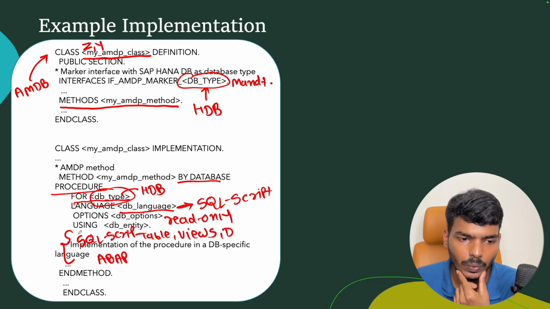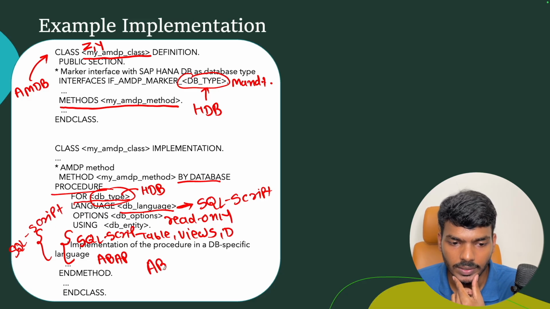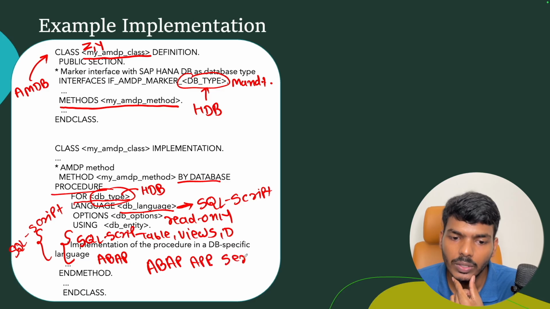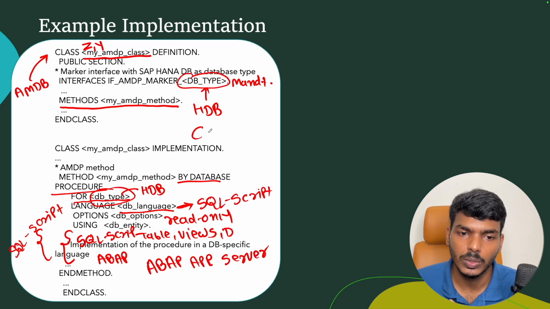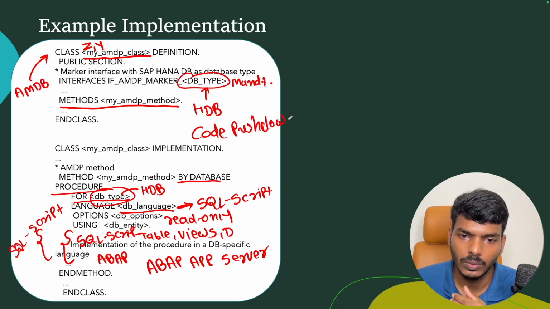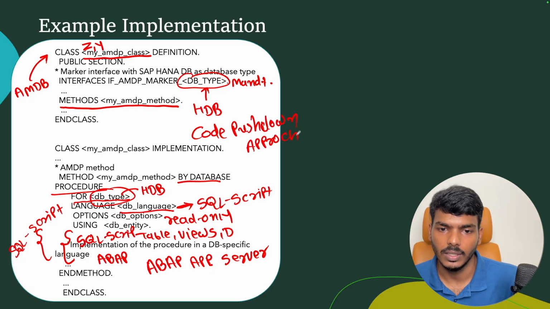So if you focus here, you are basically writing SQL script on where? On the ABAP application server. Then you will push this code inside your database, which is HANA database. That's why this is called the code push down approach, because you are pushing your code to the database. So let's see more about this code push down approach in our next slide.